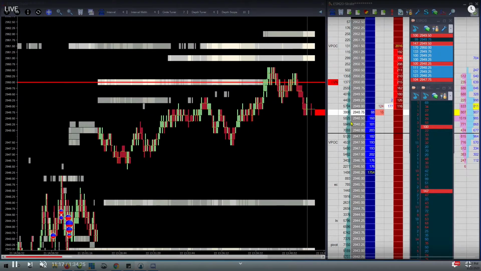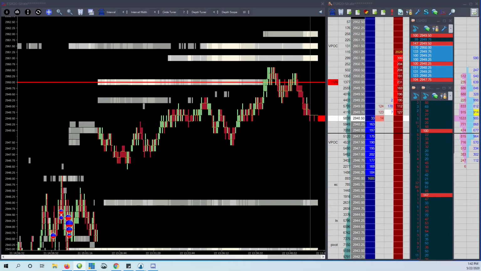Quite a bit of absorption on the sell side actually happened here when you look at the footprint. 1519 orders came in, but then again, that absorption was because of this chopping around. So naturally, it's going to look like it was absorbed, but it was just not moving.